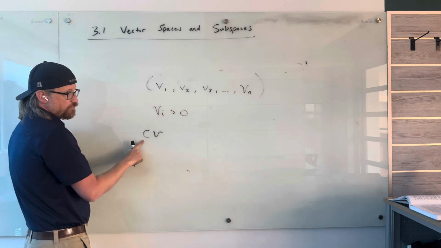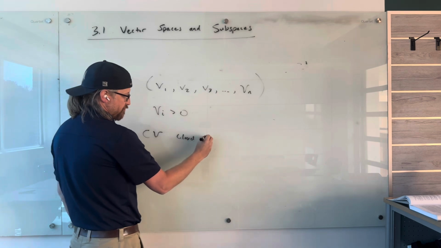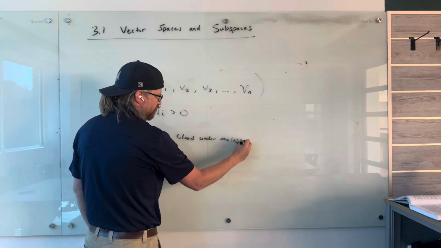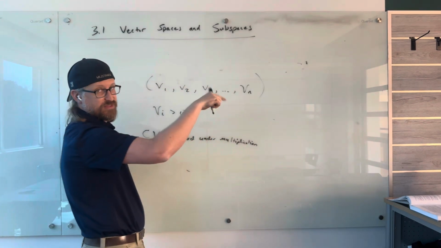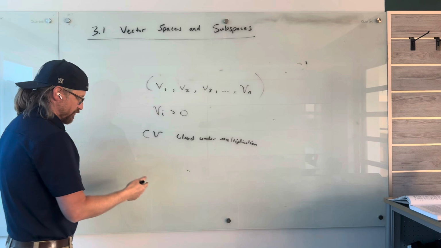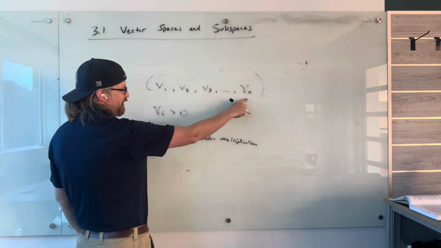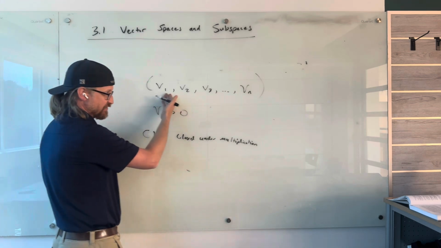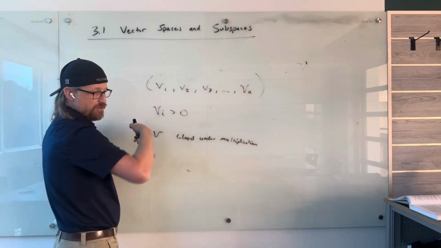I'm supposed to be closed under multiplication. In other words, I should be able to multiply any vector in this set and stay within this set. Well, if c is negative, multiplying this by a negative number, if these are all strictly positive, is going to result in a vector that has negatives, which isn't allowed. So this cannot be a space.